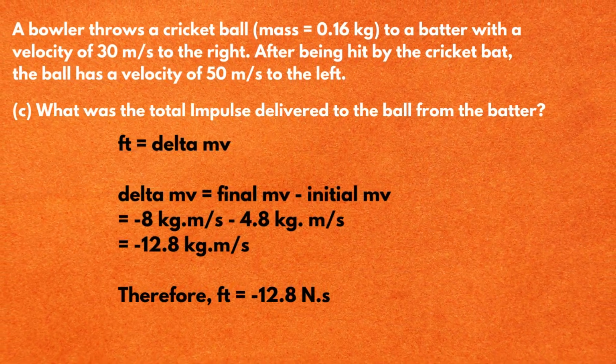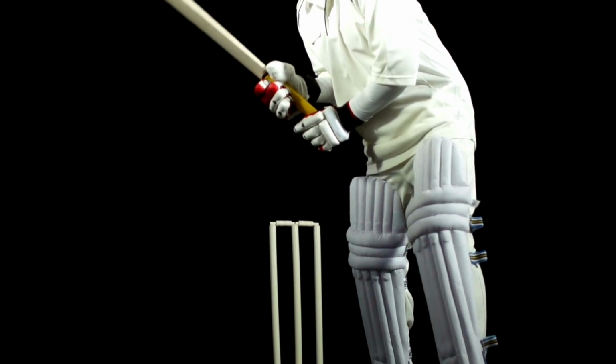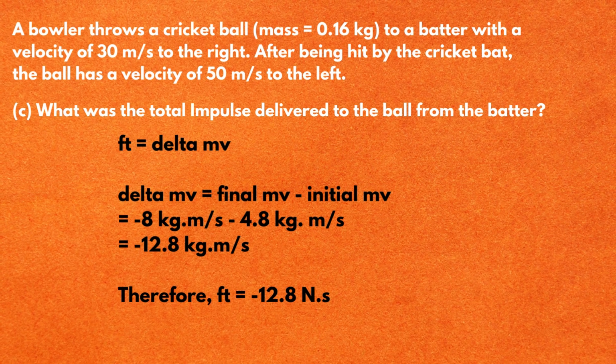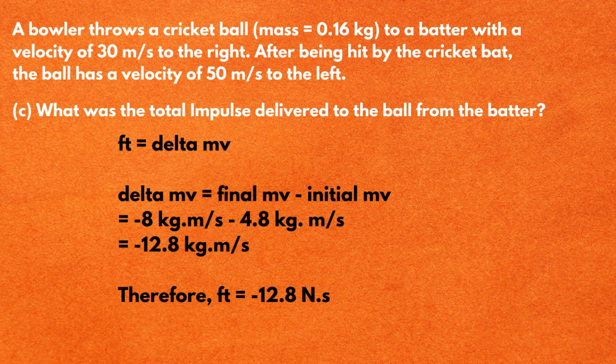You can actually do simple stick figures to visualize the situation. Question C says, what was the total impulse delivered to the ball from the batter? We can use the formula Ft equals delta mv. Since we do not know the force that was exerted on the ball, we have to figure this out using the delta mv part of the formula. Delta mv is the change in momentum, which is final momentum minus starting momentum. So that is negative 8 kilogram meter per second minus positive 4.8 kilogram meter per second. So we get negative 12.8 kilogram meter per second. So now we just rewrite this as impulse. Since impulse is made up of force and time, we write this as negative 12.8 newton seconds.